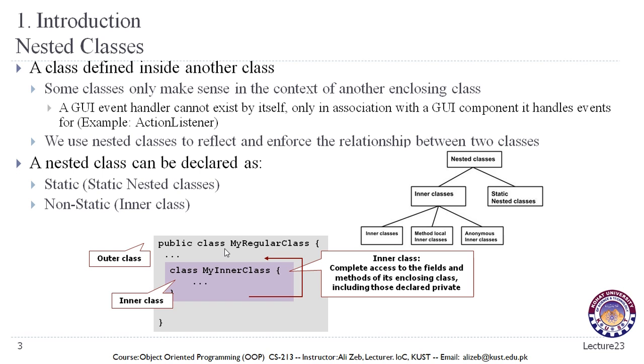Inner class has complete access to the fields and methods of its enclosing class, including those declared private. So it has access to all of the methods and the fields of the class that is enclosing the inner class. And if you want to see how it is named, the class file for this is created as my regular class separated by this dollar symbol, my inner class. This is how our class file for the inner class is created.